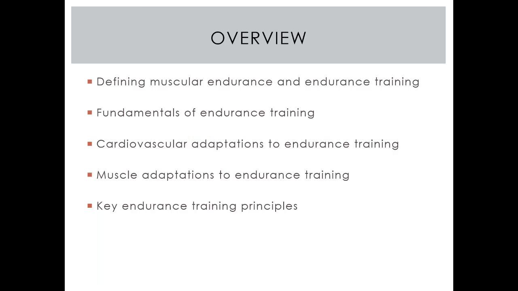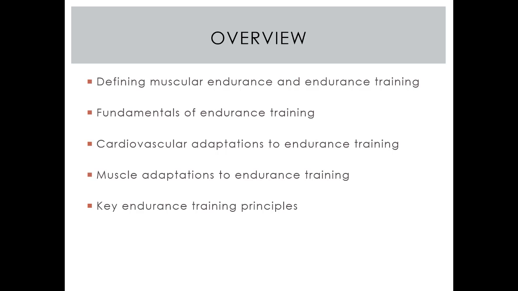So as an overview of this lecture series, we will first define muscular endurance and then endurance training. We will talk about the fundamental aspects of endurance training. In other words, we will answer the question of what are we physiologically trying to achieve with endurance training and what type of stress must be applied during training so that we can adapt and improve endurance. Then we will talk about the physiological adaptations underlying the improvement of muscular endurance with training.